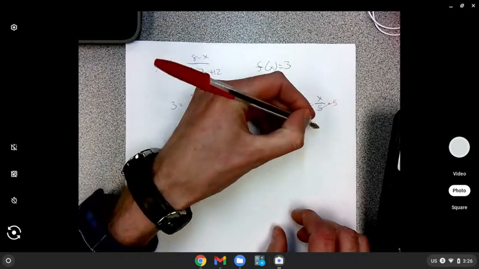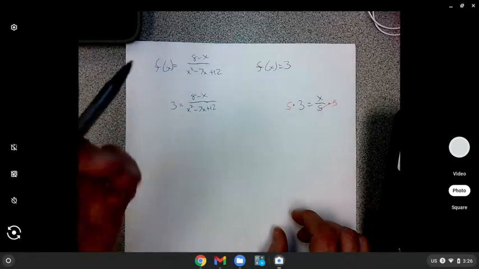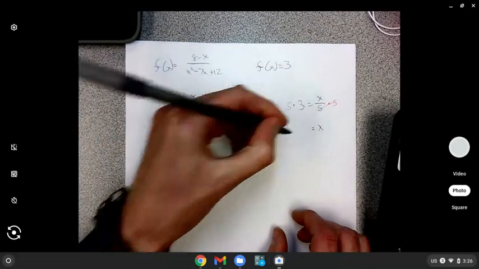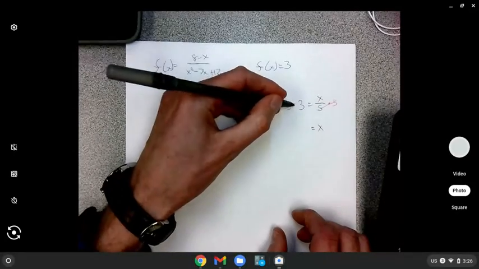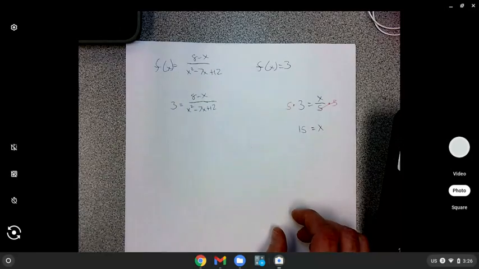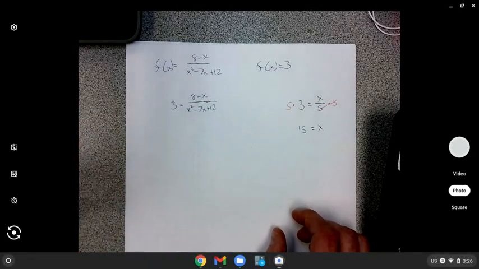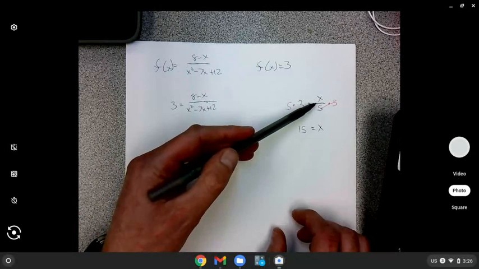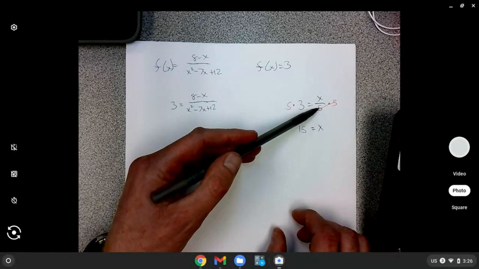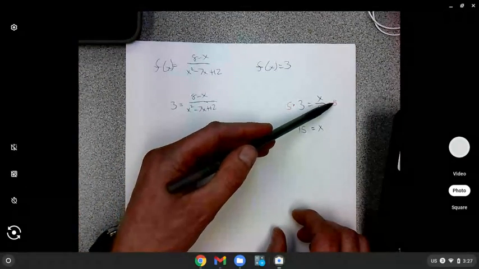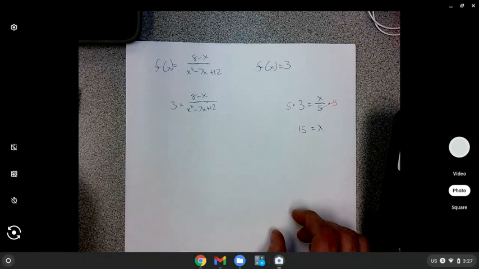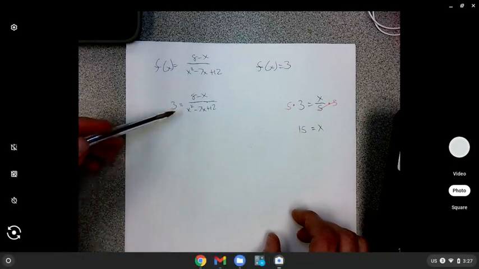5 divided by 5 is 1, so we have 1x left over on the right side. 5 times 3 is 15. There's my solution. 15 divided by 5 equals 3. Yep, it checks out. So to undo divided by 5, we could use the inverse operation, multiply both sides by 5. I can do the same thing over here.